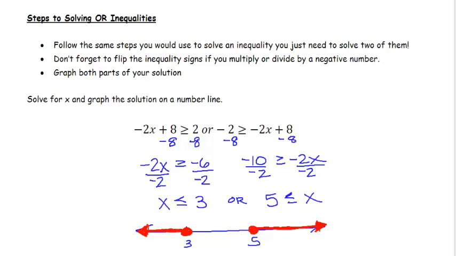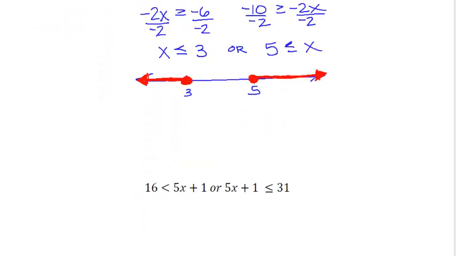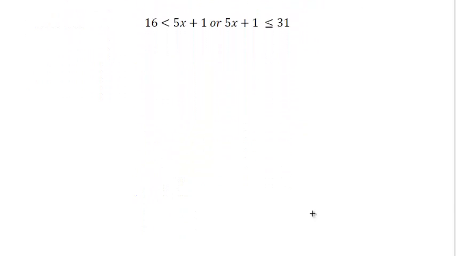That looks great. Might as well do one more. Okay, so here, let's see, I would subtract 1 first. So we have 15 less than 5x, and then I would divide both sides by 5. So I get 3. No flipping needed, right? Less than x there.